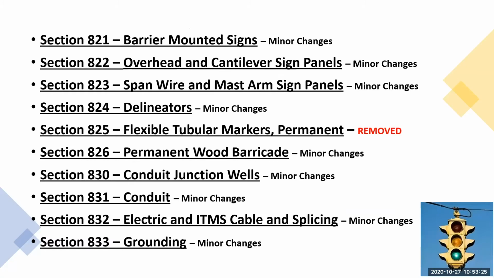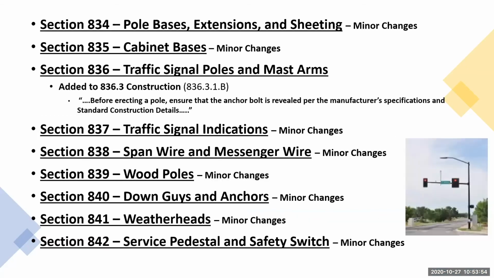For the other sections related to signs, not many changes. We did remove in section 822 any references to overhead sign lighting. Any references to that were removed from the spec. We no longer have overhead sign structure with sign lighting on them, so no need to have that language in the spec. 831 related to conduit, we added galvanized steel conduit, HDPE, PVC, flexible metallic liquid type, and polarizer shield to the materials section, and clarified all of the construction requirements there.